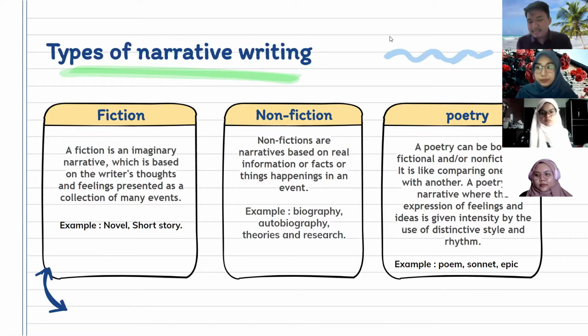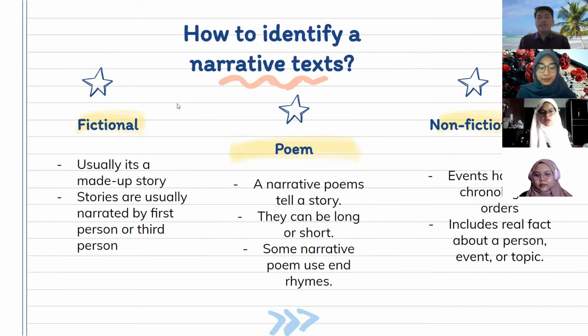Is it clear? Is everything good so far? Yes, sir. Okay. So, how to identify a narrative text? Let me explain to you. For fiction, it usually is a made-up story, and the stories are usually narrated by first person or third person. You can take Marvel as an example. If you like Captain America, Thor, or Iron Man.